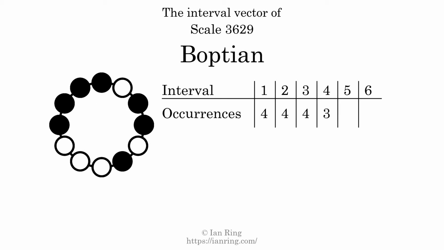There are 3 intervals with the size of 4 semitones. They are here, here, and here. There are 4 intervals with the size of 5 semitones. They are here, here, here, and here. There are 2 intervals with the size of 6 semitones. They are here, and here. Each interval does not appear in this scale a unique number of times, so this is not a deep scale.